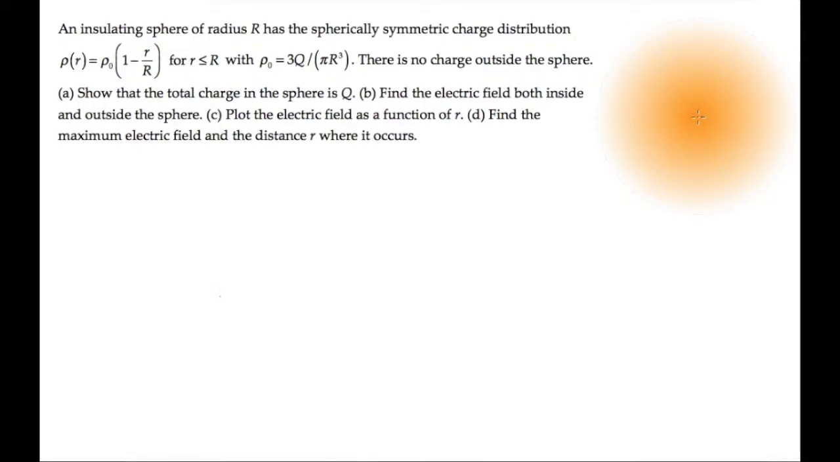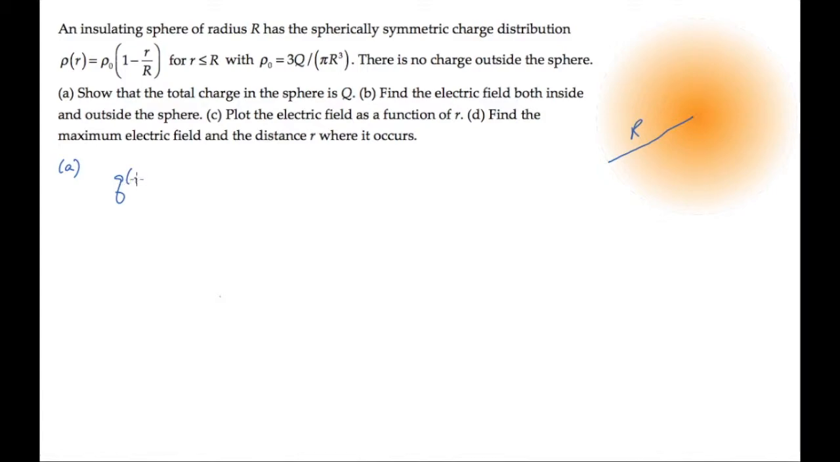This problem gives us a spherically symmetric charge distribution where the density of charge decreases as we move outwards towards capital R, the radius of the sphere. Part A asks us to show that the total charge contained in the sphere equals capital Q.